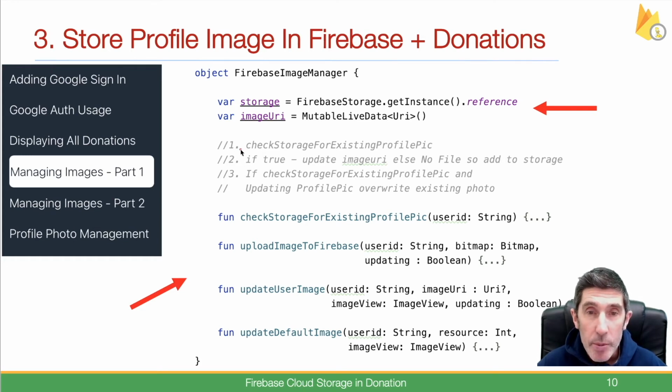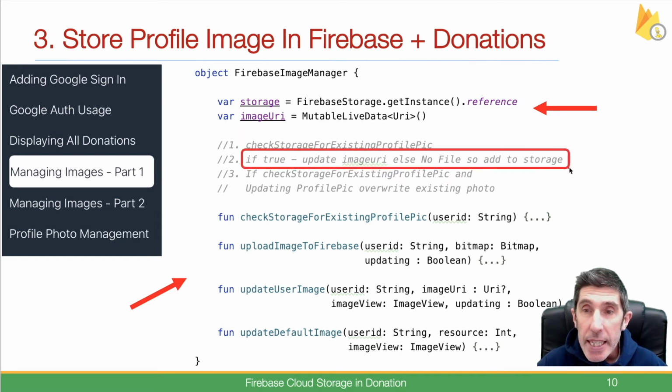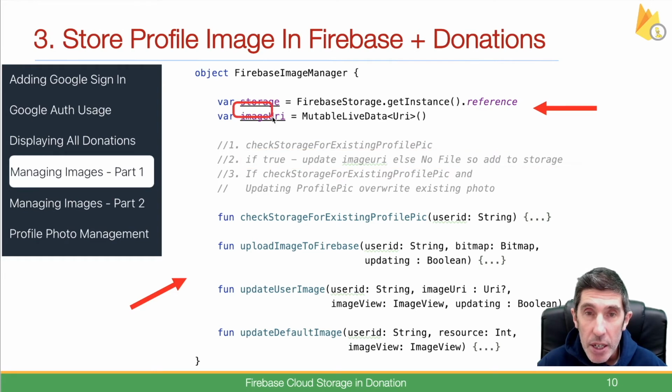Okay, so what I'm saying is, if that is true, I will do some basic checks in there. If that's true, we're going to update the image URI, this here, with that current URI, so that going forward, any donations that the user makes, that's the image we want tied to those donations, right? If it's false, which means there is no existing profile pic, then we go add it to storage. And again, if it's a Google user that's signed in, we have to add their Google profile pic. If it's a default user, then we have to add the default image.